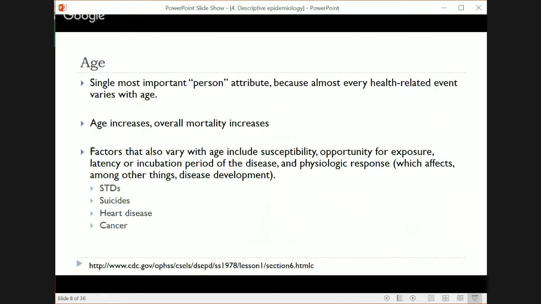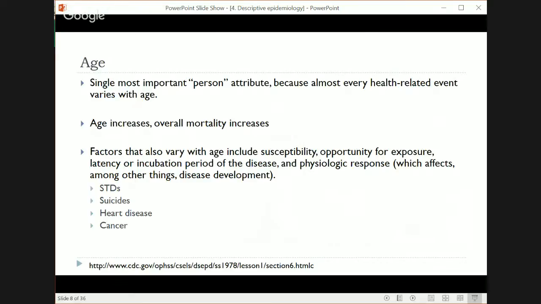Factors that vary with age include susceptibility, right? Older persons have weaker immune systems. Opportunity for exposure: older people have been alive longer, so there's more opportunity for exposure to different, say, environmental toxins or different behavioral exposures.